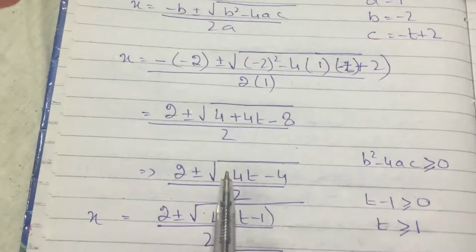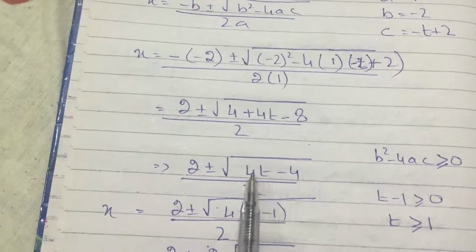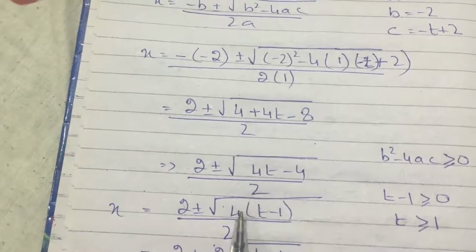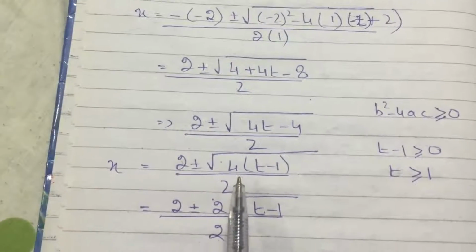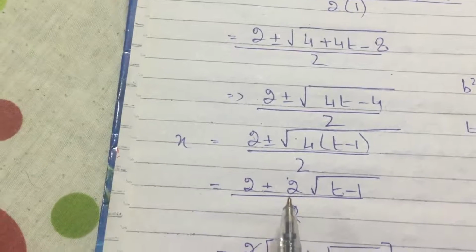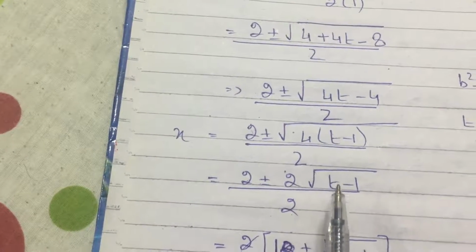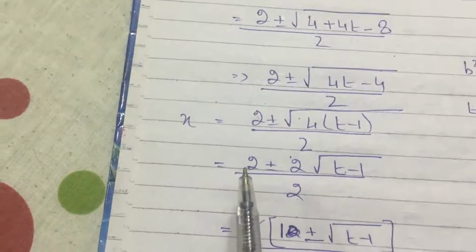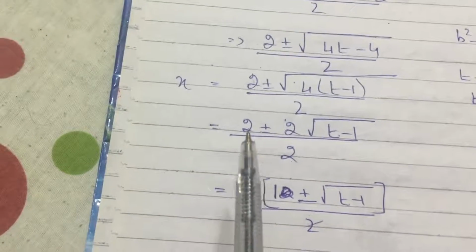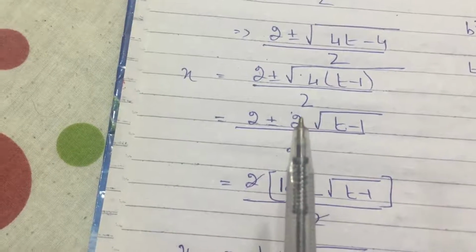Now if somebody is not getting what is happening here, children usually get confused here. What I'm doing is factorizing. I have taken 4 common out, and then root 4 is 2. So I have taken 2 out. So inside the root I have t minus 1. Then from this term and this term, I'm taking 2 common out. So what I have left here is 1. And what is left here?